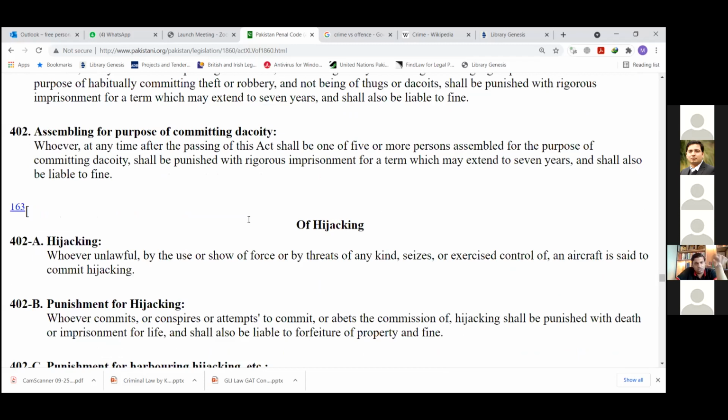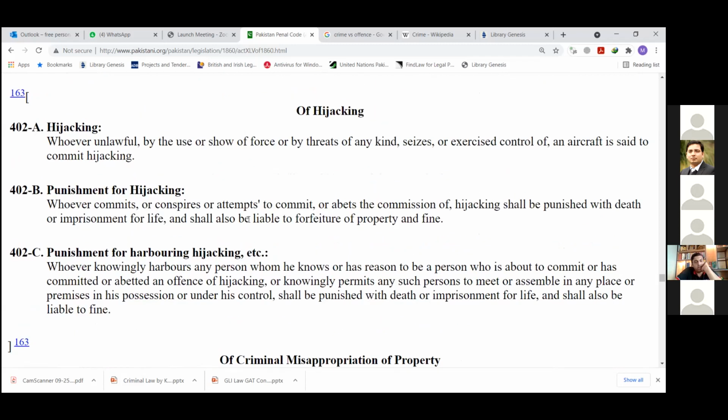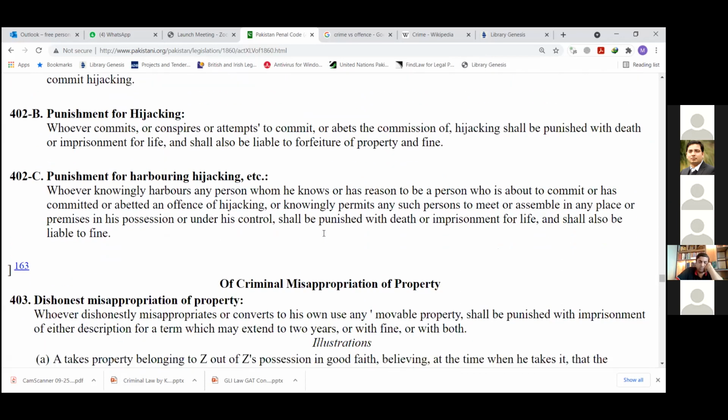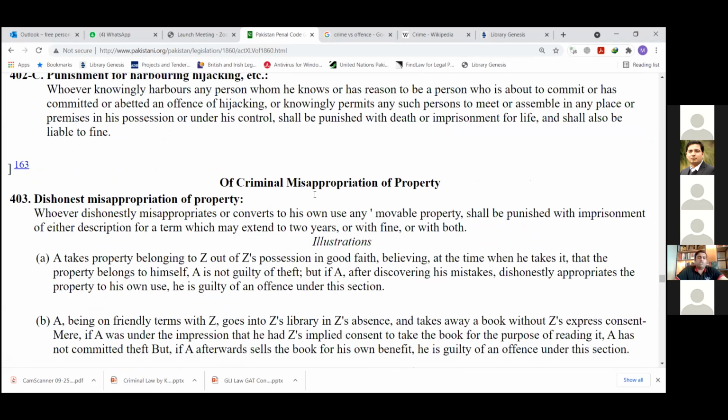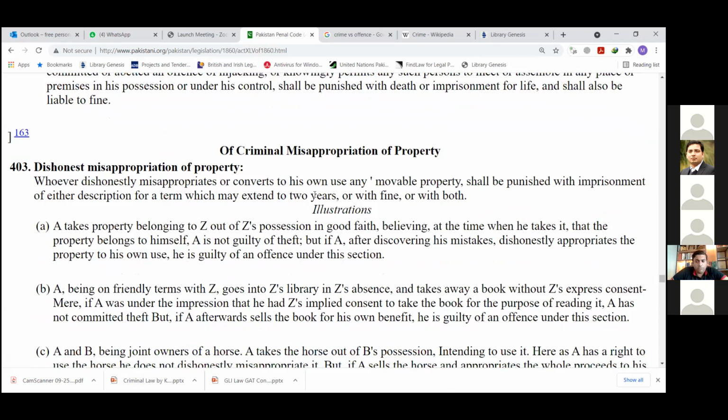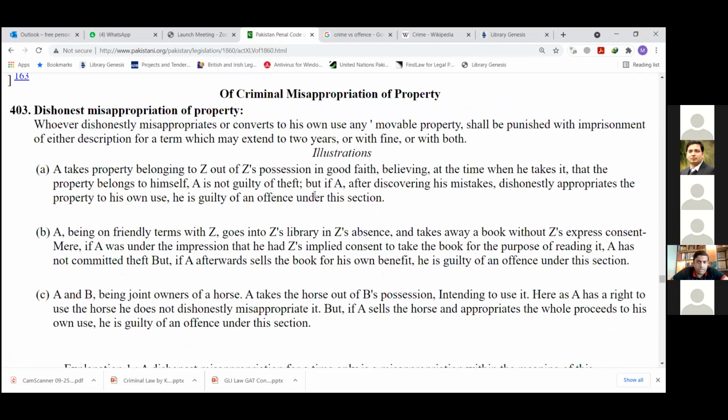Then comes hijacking. And hijacking is punishable with death, imprisonment for life, or forfeiture of property. Then comes the part on criminal misappropriation of property. Whenever a person uses another's movable property, misappropriates it or converts it to his own use, it's called dishonest misappropriation of property.